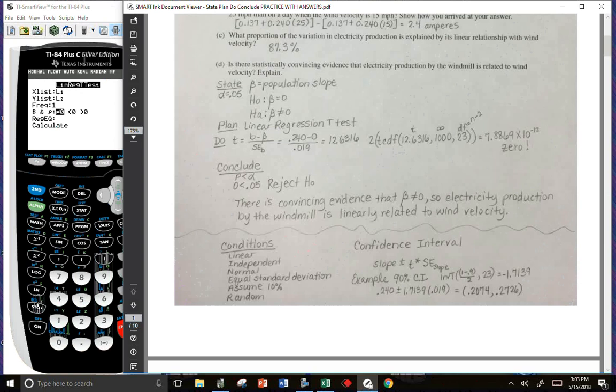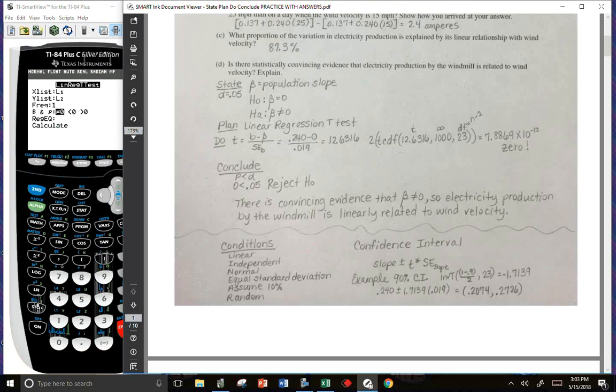So we're rejecting, so we are saying that beta is not equal to 0. Okay, so we're saying this is a linear relationship, right? So I said there's convincing evidence that beta is not equal to 0. So electricity production by the windmill is linearly related to wind velocity. Always bring the context back.